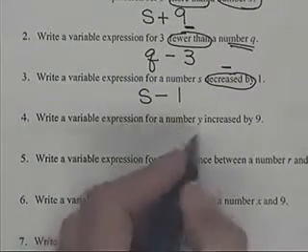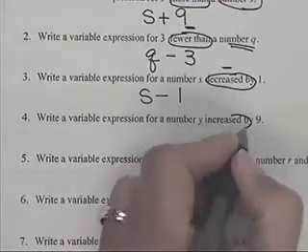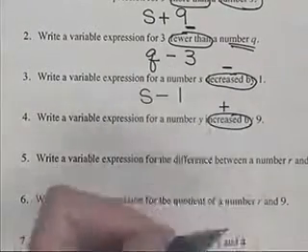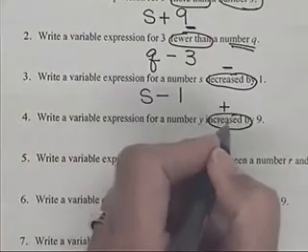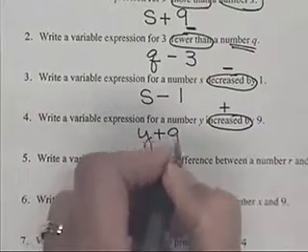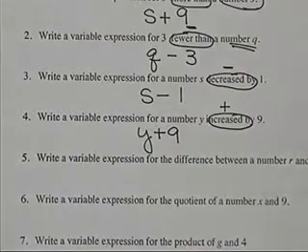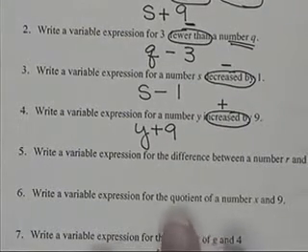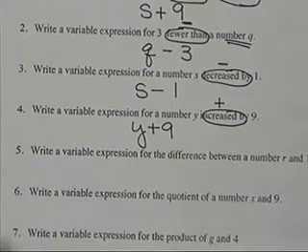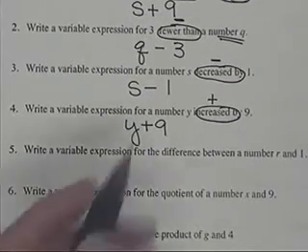Number 4 says write a variable expression for a number y increased by 9. If you're going to increase something, you're going to add to it. Y increased by 9 is going to be y plus 9 more. Number 5 says write a variable expression for the difference between a number r and 1.